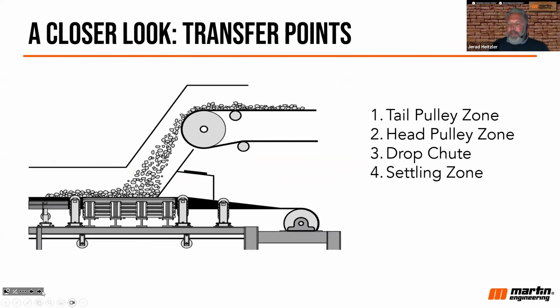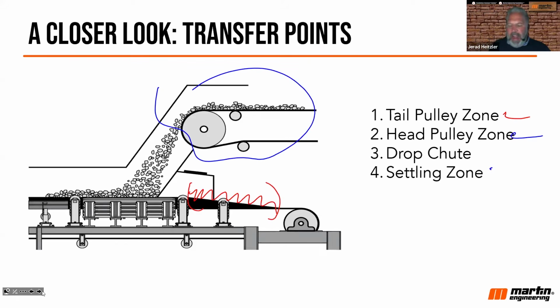All right, let's take a little bit of a closer look at transfer points. Again, another really important, critical part of a conveyor belt where a lot of problems can happen. In that transfer point, you'll often see what we call the tail pulley zone, and that's the area as the belt comes off the tail pulley. So the red area would be the tail pulley zone. The blue area, we'll call the head pulley zone.